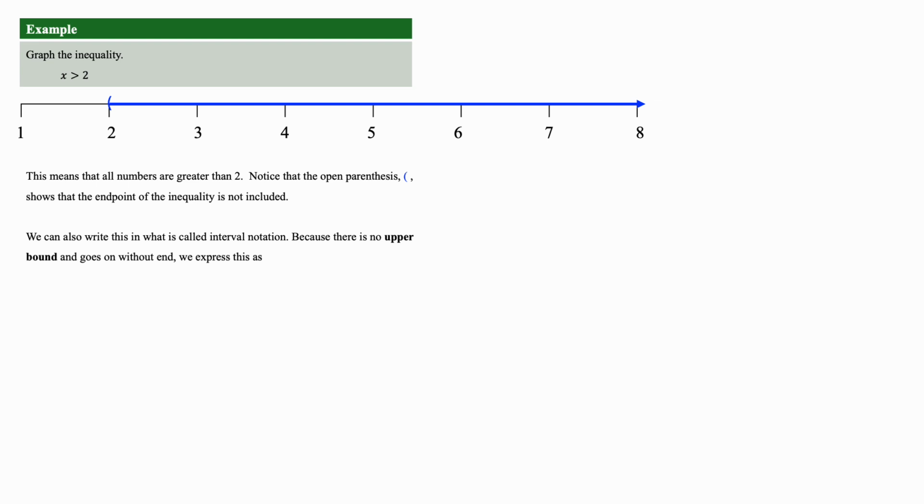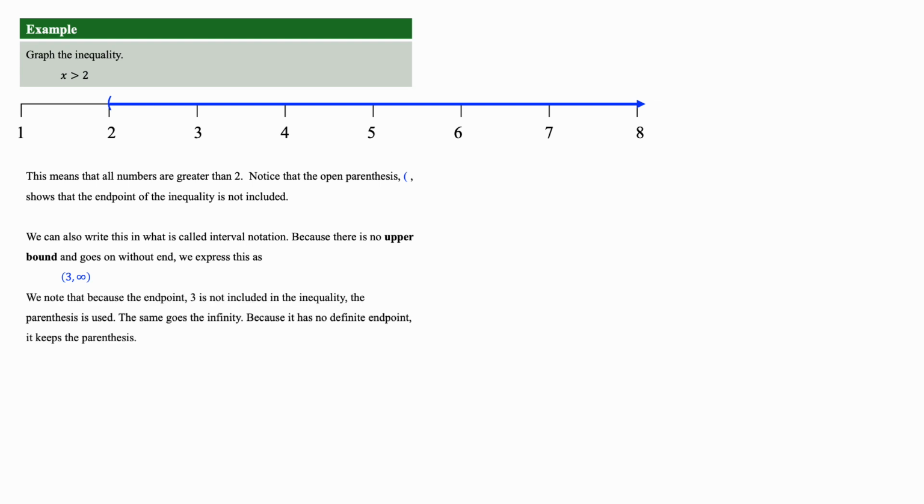We can also write this in what we call interval notation. Because there is no upper bound denoted by x, it goes on without end. And we can express this as (3, infinity), noting that because the endpoint 3 is not included in the inequality, the parentheses is used, just like in the number line. The same goes for the infinity because there is no definite endpoint, so we keep the parentheses.